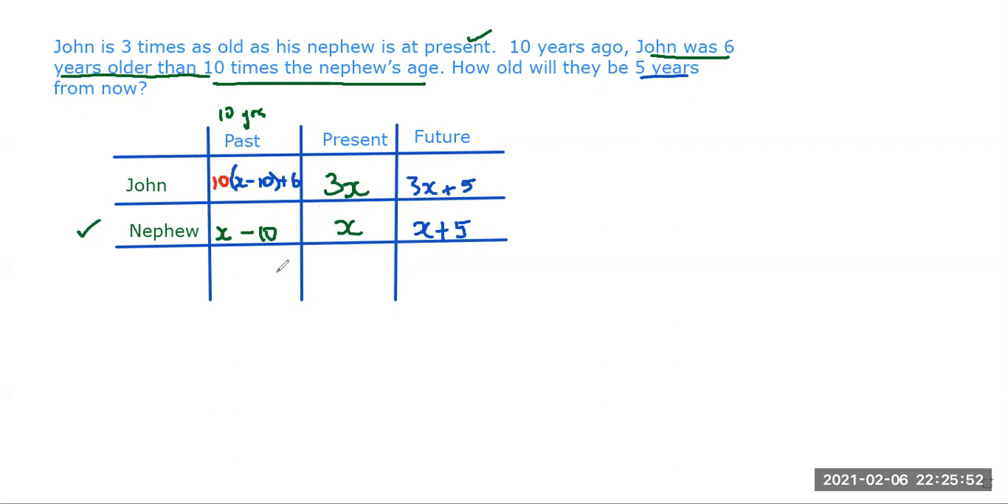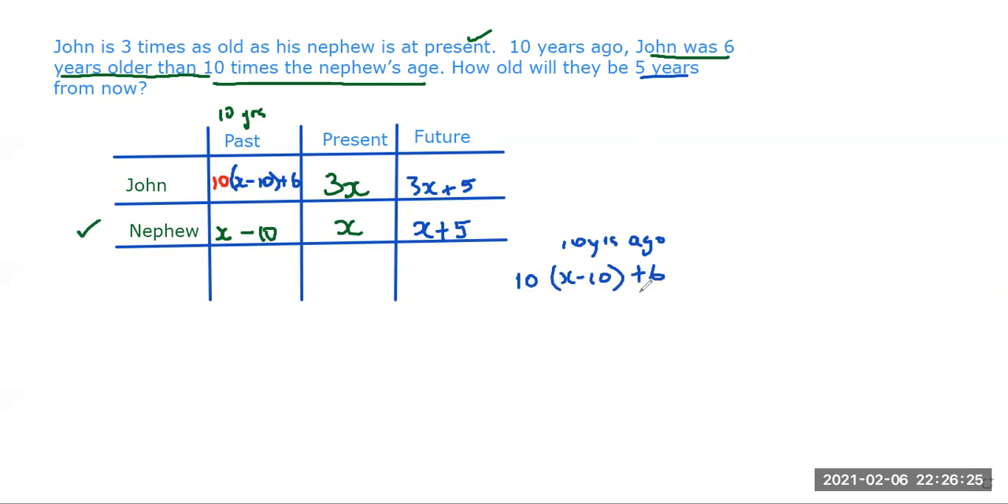In terms of X, now all we need to do is to have an equation. Let's use the uncle's age in the past to help us. You would probably figure out why I did that. The uncle's age in the past was 10 times X minus 10 plus 6. This is 10 years ago, right? Correct?